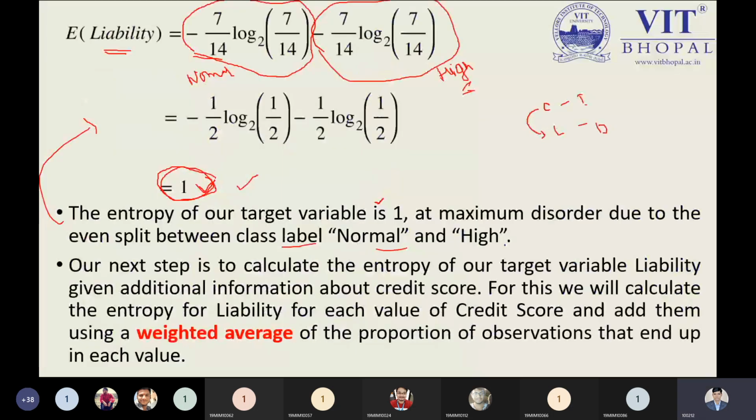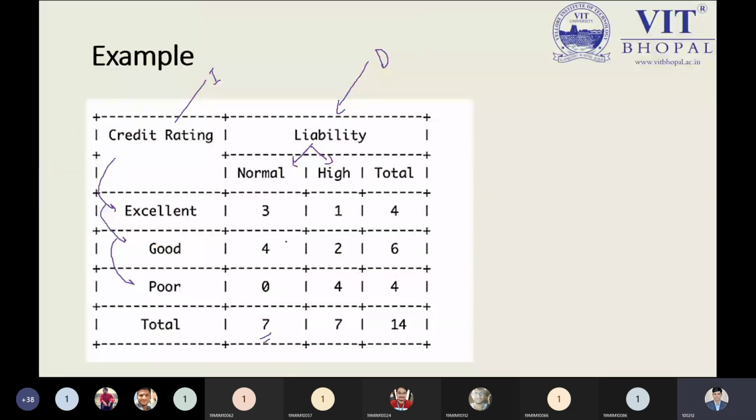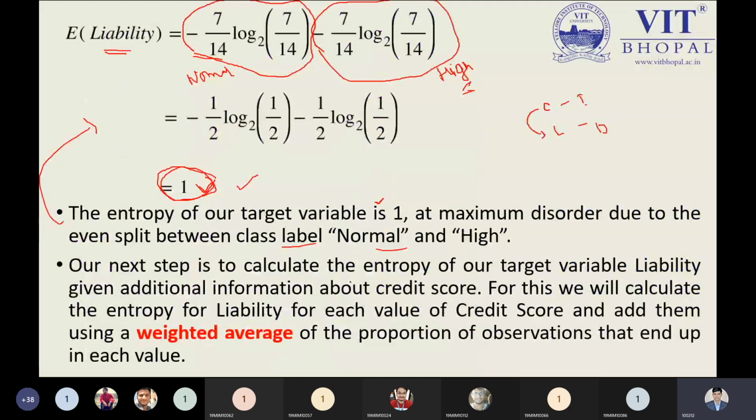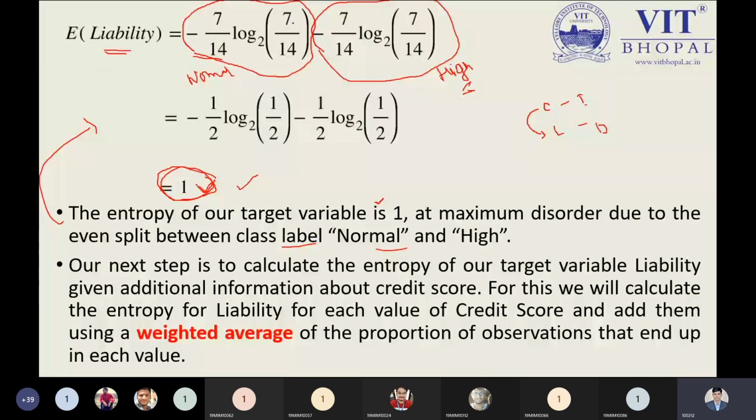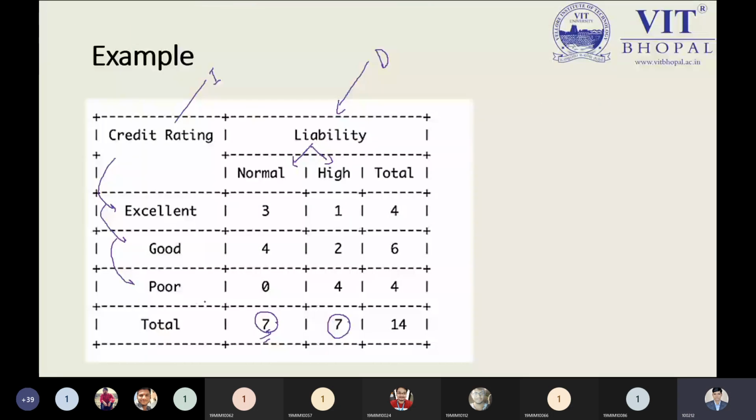First we are calculating the liabilities entropy. So for the normal information we got, what is the value of the normal? The total is 7. So 7 divided by 14 and 7 by 14, we are getting each thing properly. What is the total of the normal liabilities? We are getting 7. And what is the total of the high liabilities? 7. So definitely it would be 7 by 14 and 7 by 14. So there will be no issue, because here we are getting the total liabilities.